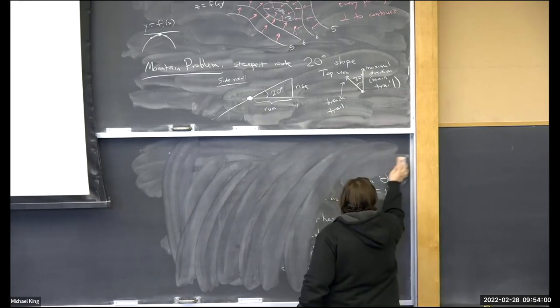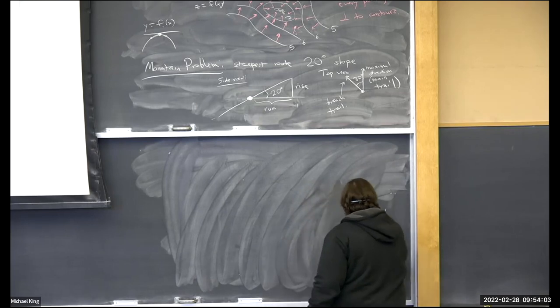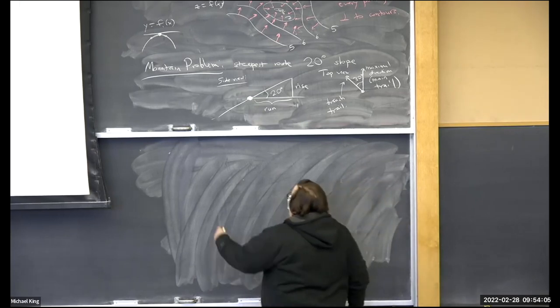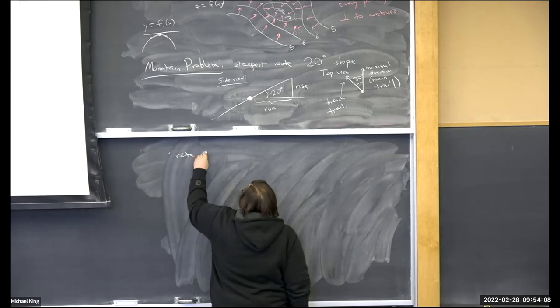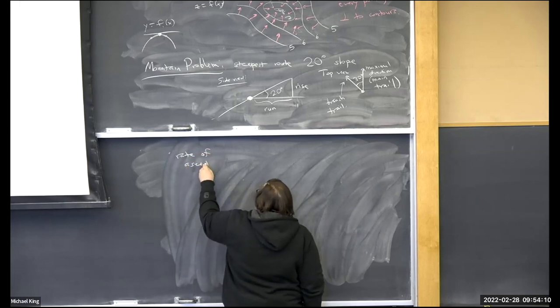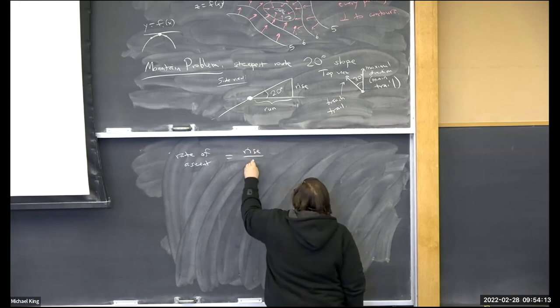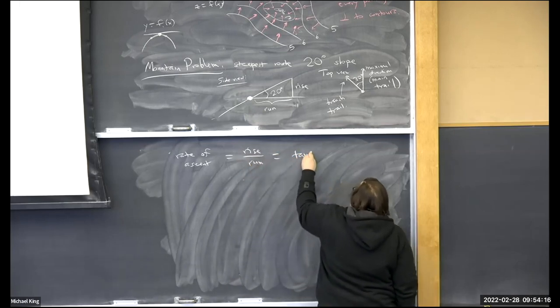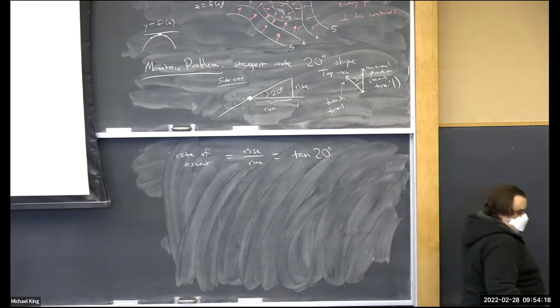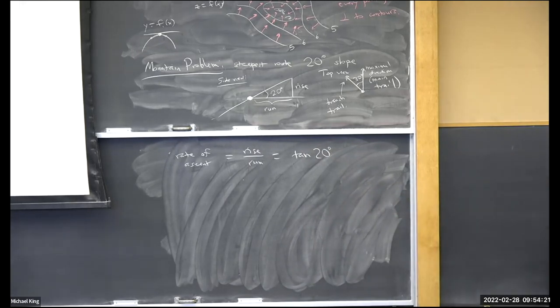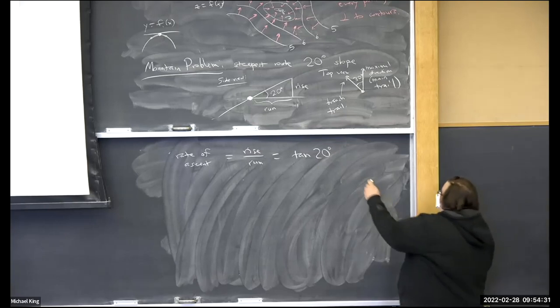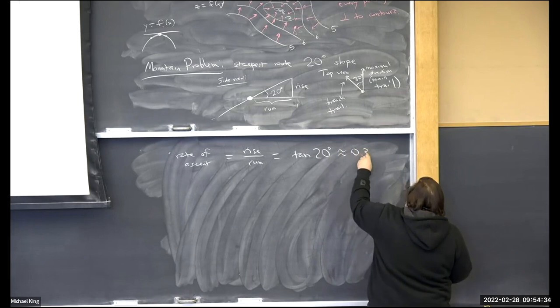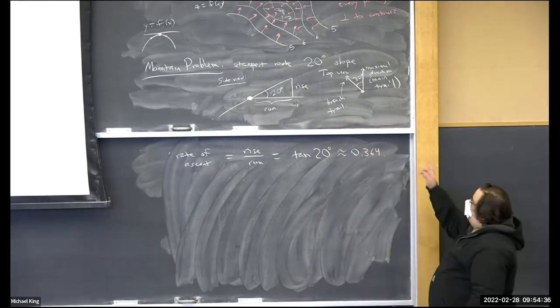So rise over run. Rate of ascent equals rise over run equals the tangent of 20 degrees. This gives 0.364. It's about 0.364. So that's the maximal rate of ascent, right?